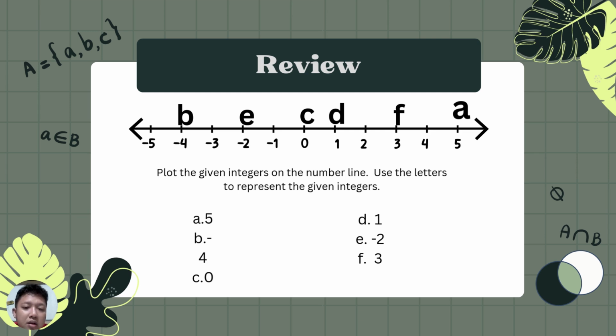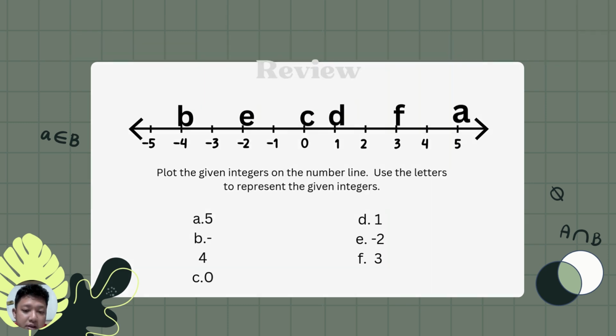The middle number is 0, as you can see. And just a review, given that the number line has arrowheads on both sides, it only means that this number line represents infinitely positive and negative numbers. That's the reason why it has arrowheads.